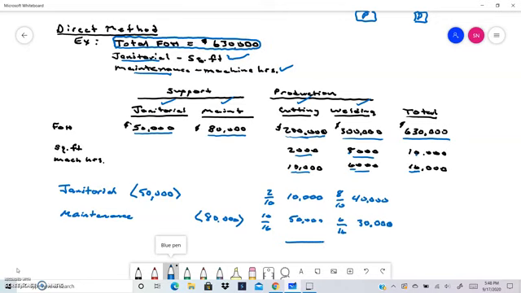So what we're going to do is add those up. Total allocated costs, the total support department allocation to cutting would be 60,000.